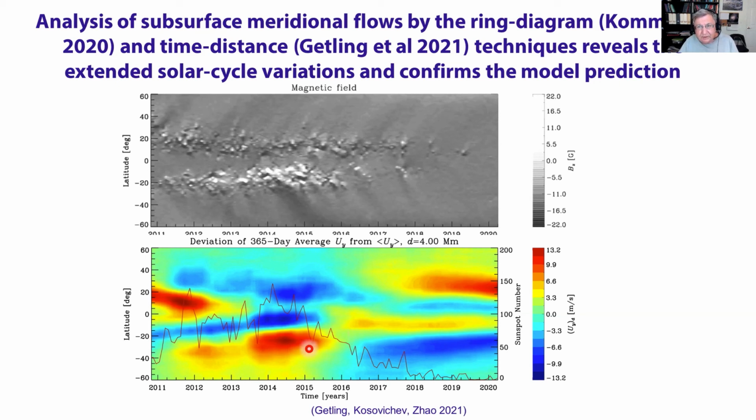We did this in a recent paper with Gatling. And then we found that Rudy Komm also measured this last year. He found that there are variations of meridional circulation even where there's no magnetic field on the surface, by using ring diagram analysis. So this is, I think, very important. That shows that this model that we developed has some credibility.